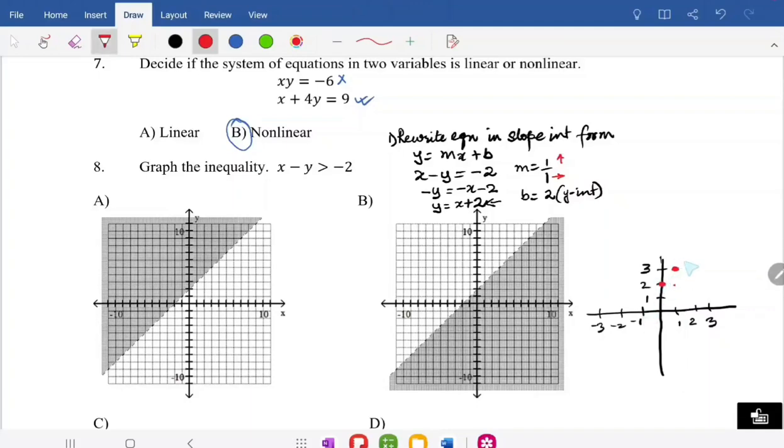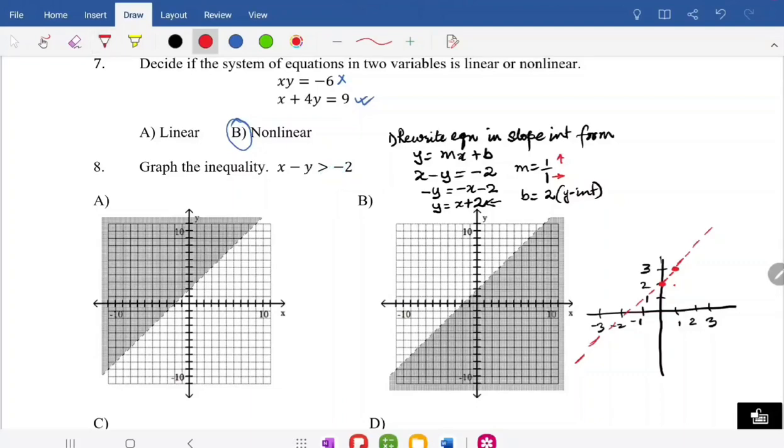All right, so it has to be a dashed line again, so let's make it a dashed line extending on both sides. Why is it a dashed line again? Because we have a greater than sign and not greater than or equal to. If it were a less than sign, you would still have a dashed line, as long as the equals is not included. If the equals was included in our inequality, then it would be a solid line.